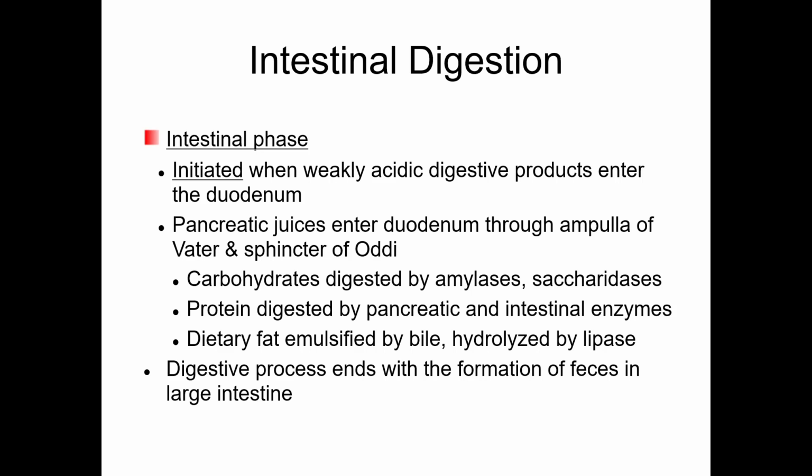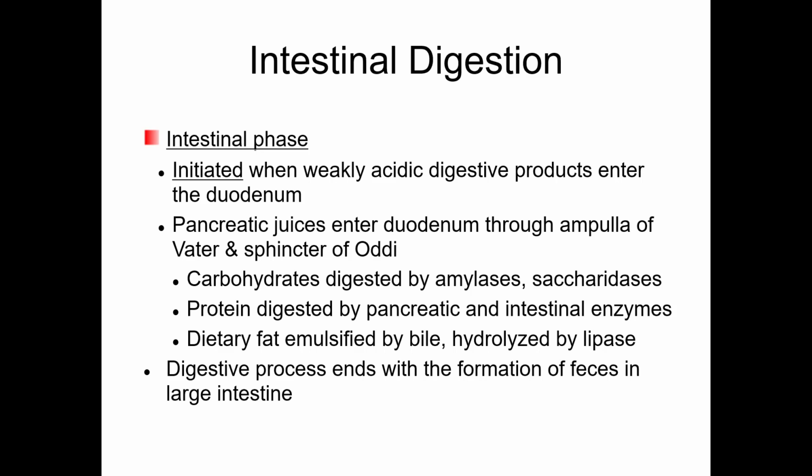Carbohydrates digested by amylases, saccharides, and saccharidases. Protein is digested by pancreatic and intestinal enzymes. And dietary fat is emulsified by bile and hydrolyzed by lipase. Emulsified means that it's separated. So when you have something hydrolyzed, it means you break apart using water. Hydro is referring to water, lysed or lysis is referring to break apart.